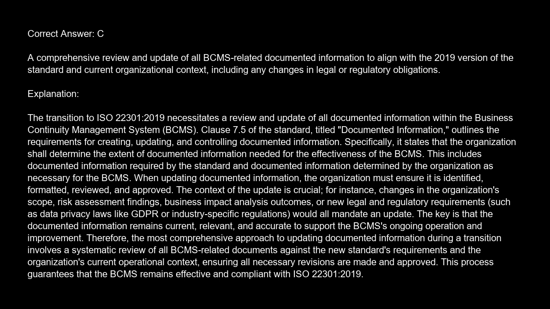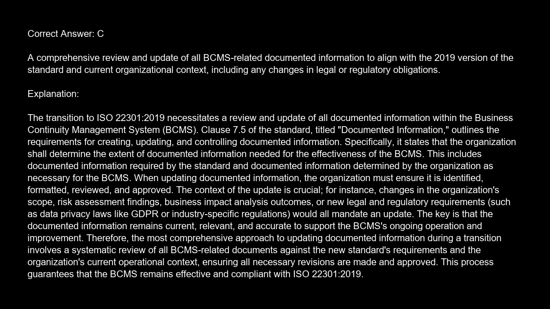Clause 7.5 of the standard, titled Documented Information, outlines the requirements for creating, updating, and controlling documented information. Specifically, it states that the organization shall determine the extent of documented information needed for the effectiveness of the BCMS. This includes documented information required by the standard and documented information determined by the organization as necessary for the BCMS. When updating documented information, the organization must ensure it is identified, formatted, reviewed, and approved.